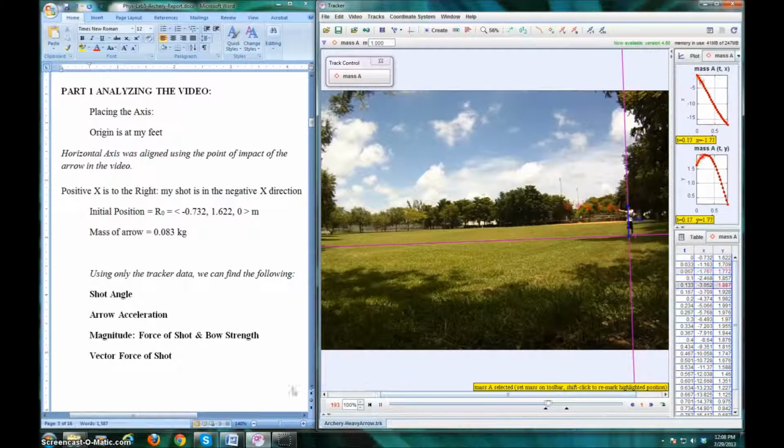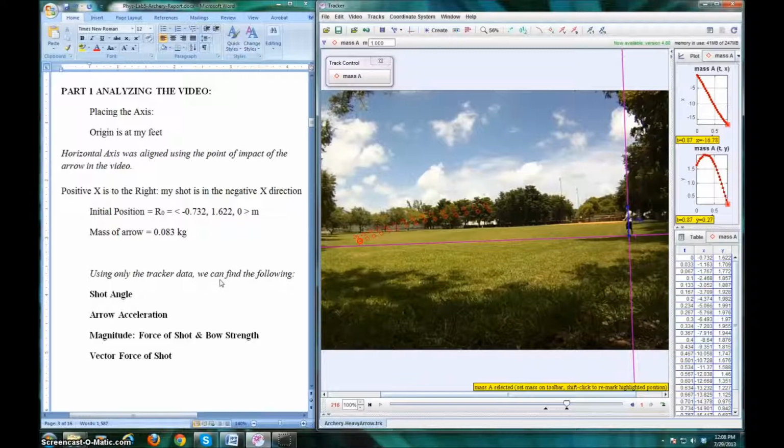Part 1. Analyzing the video. I placed the axis with the origin at my feet and aligned the horizontal axis using the point of impact of the arrow in the video. The positive x direction is to the right, so my shot is in the negative x direction. I have the initial position, and the mass of the arrow was 0.083 kilograms.